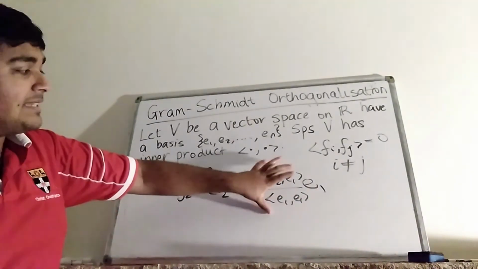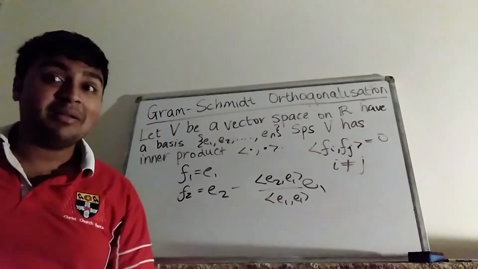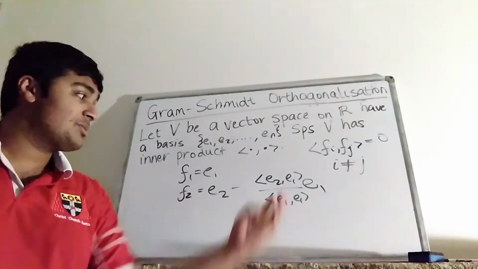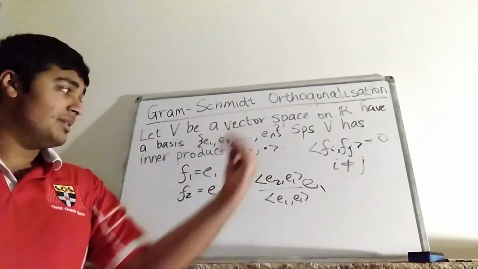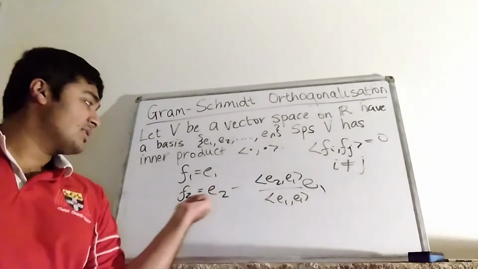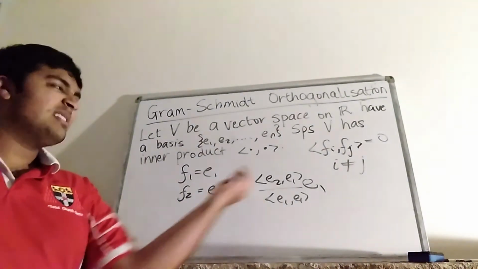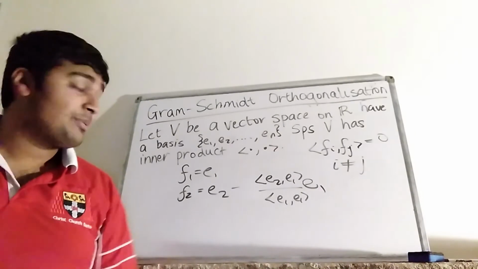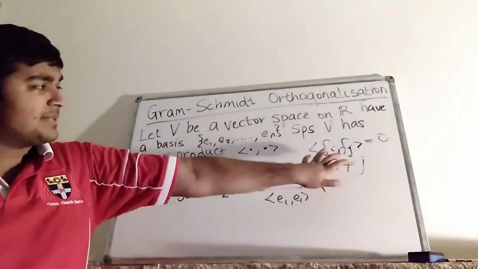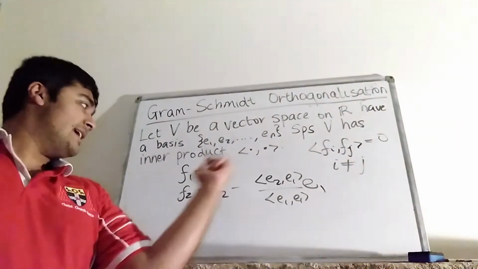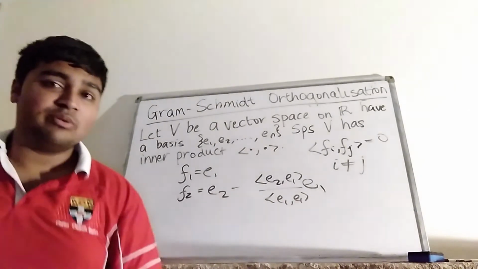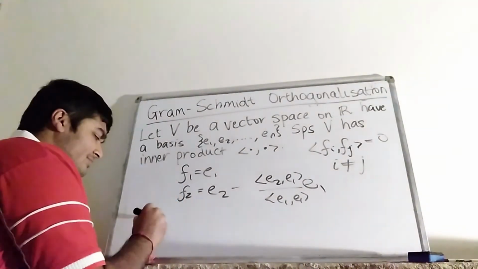And now also notice that this fraction here is just some number. It's a quotient of two real numbers where the denominator is non-zero, so it's going to be some nice real number. So we've just got F2 is E2 minus some constant times E1. So that's perfectly fine. But remember, we want this property here, but in the case i equals 2 and j equals 1. So let's just check that.